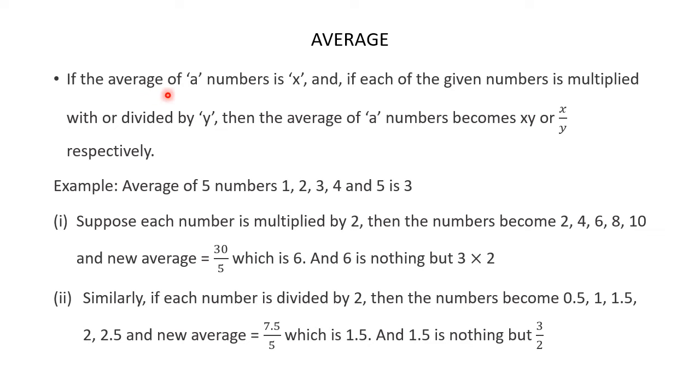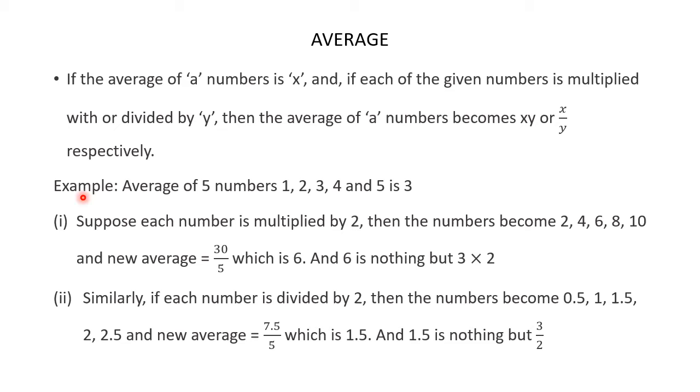If the average of A numbers is X and each of the given numbers is multiplied with Y, then the average of A numbers becomes XY. Supposing the average of A numbers is X and each of the given numbers is divided by Y, then the average of A numbers becomes X divided by Y.